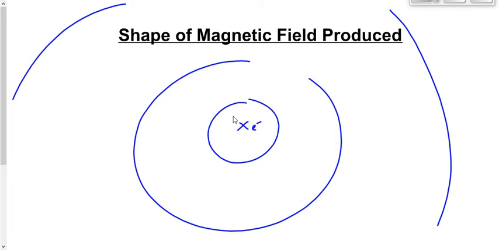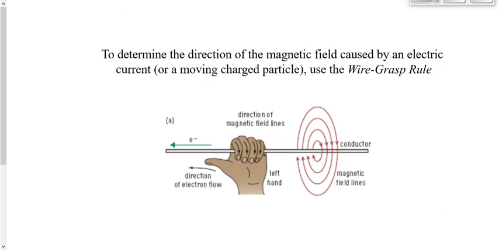Now, what about the direction, though? We learned about a hand rule yesterday, a rule that we use our left hand for if it's a negative particle, our right hand if it's a positive particle. We call it the wire grasp rule, although there's lots of different names out there for it. We call it the wire grasp rule because it's kind of like grasping a wire. You stick your thumb in the direction of the moving charge.